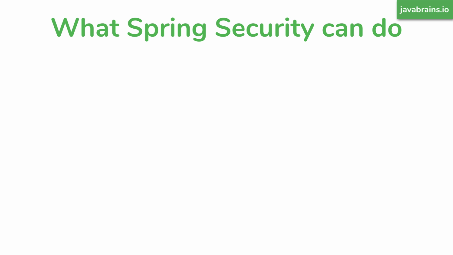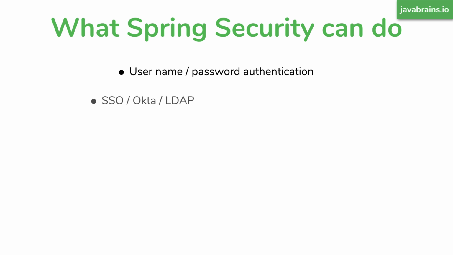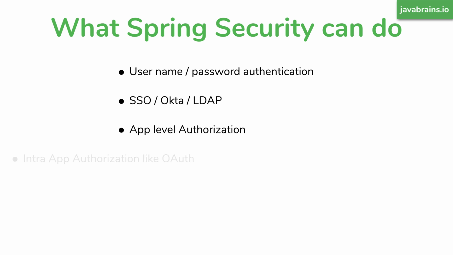Here are some of the things you can do with Spring Security. You can do username password authentication. You can have your application ask for username and password before letting people authenticate. You can also do a bunch of single sign-on stuff like Okta and LDAP. You have app-level authorization, which goes in addition to authentication. If you don't know what they are, check out the next video in the series. You can also do intra-app authorization using technologies like OAuth. You can basically have applications authorize with other applications.